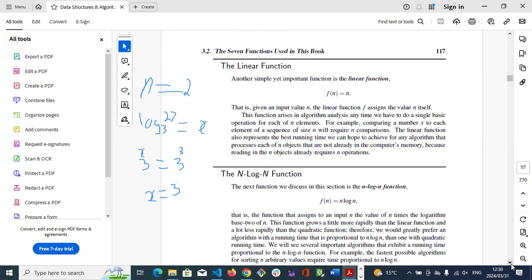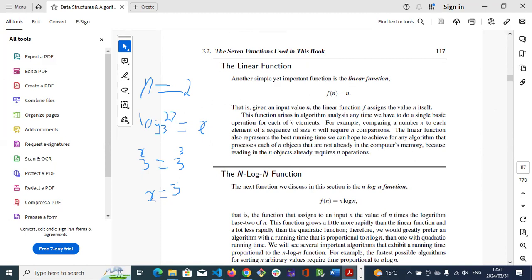And then we have the third one, which is the linear function. The linear function is an important function, which is f of n is equal to n. Given an input value n, the linear function f assigns the value of n to itself. It means this function goes as a straight line. It becomes linear. This function arises in algorithm analysis anytime we have to do a single basic operation for each of n elements.